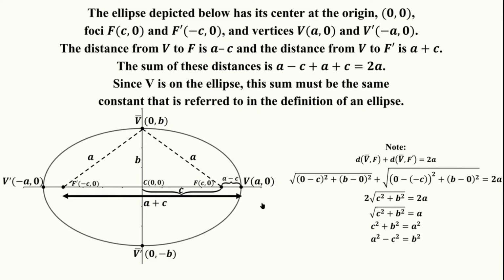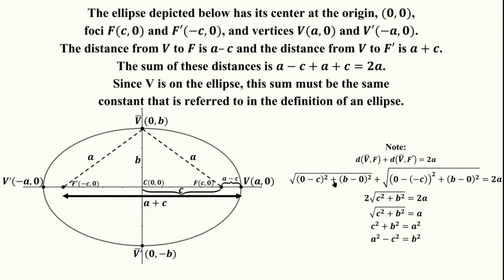Now, we're going to use the distance formula for this distance. So it's going to be the square root of quantity (0 minus c) squared, plus quantity (b minus 0) squared. And then plus this distance, which according to the distance formula will be the square root of quantity (0 minus negative c), which turns into (0 plus c) squared, and then plus (b minus 0) squared, and all that should equal 2a.